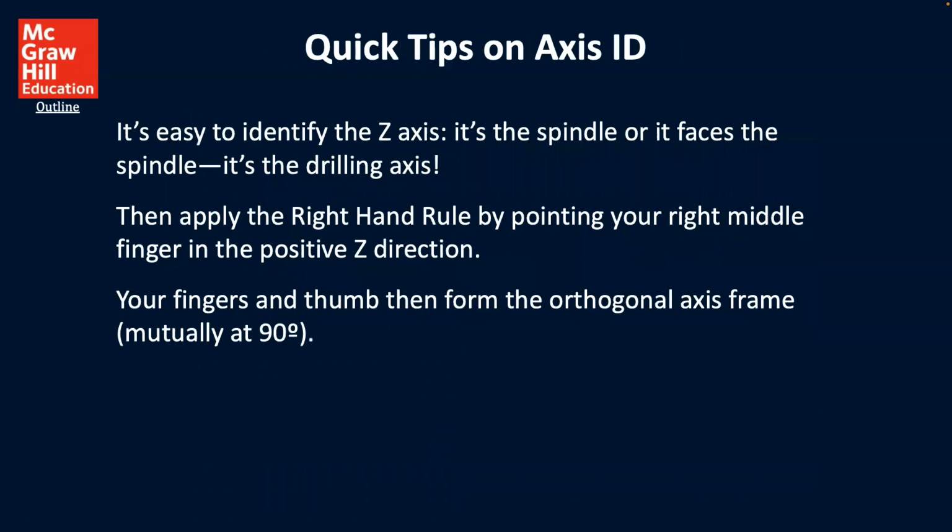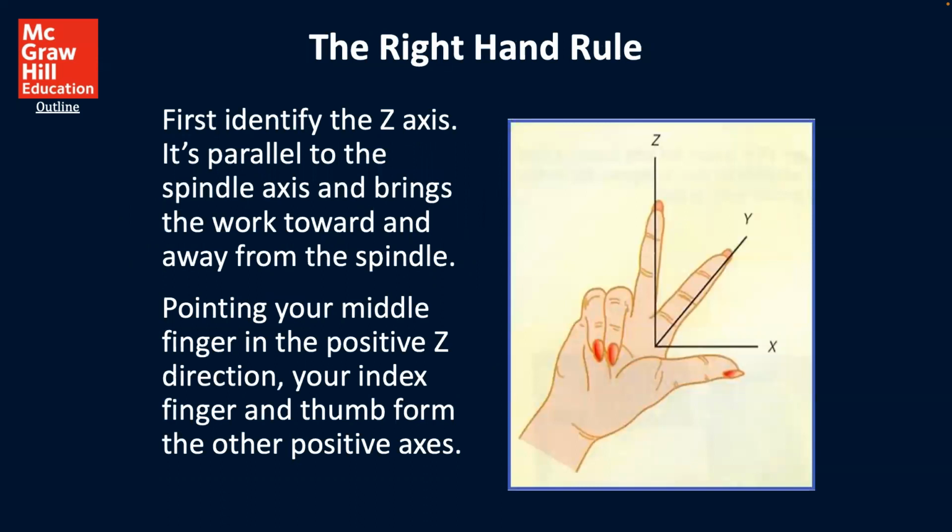So, quick tips on axis identification. It's easy to identify the Z-axis. It's the spindle, or it faces the spindle. It's the drilling axis, so keep that in mind. Then apply the right-hand rule by pointing your right middle finger in the positive Z direction. Your fingers and thumb then form the orthogonal axis frame, and they're all at 90 degrees from each other. We'll have a couple of pictures, starting with this next chart, to give you an idea.